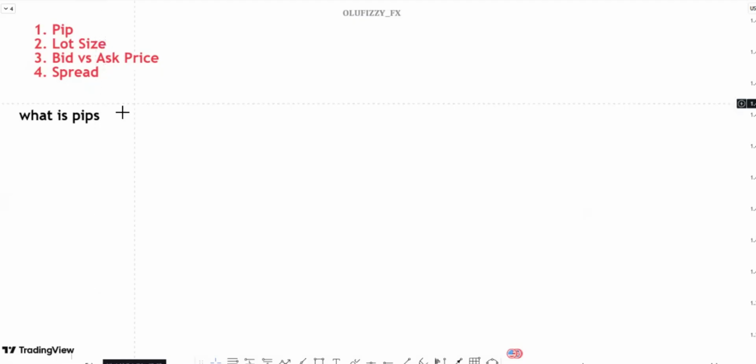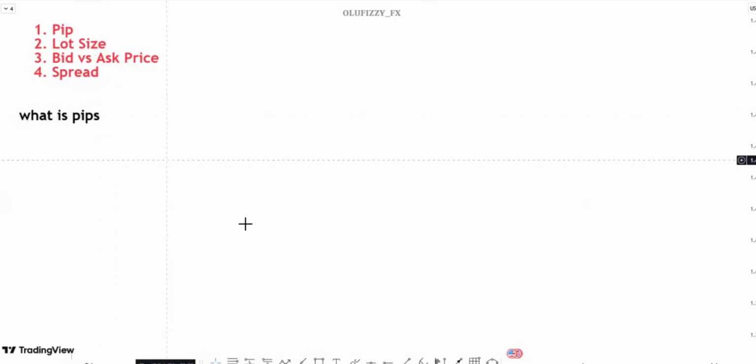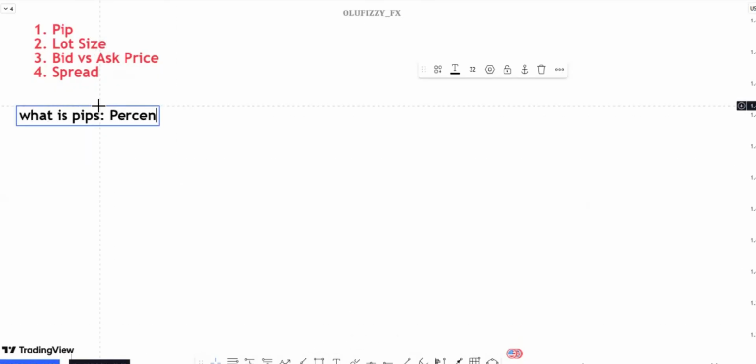So now, what is a pip? Pip stands for percentage in points. It is the smallest movement in the Forex market.